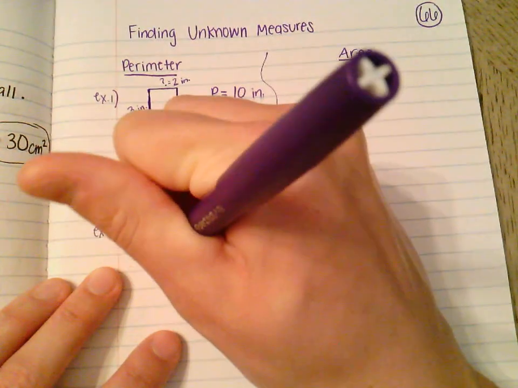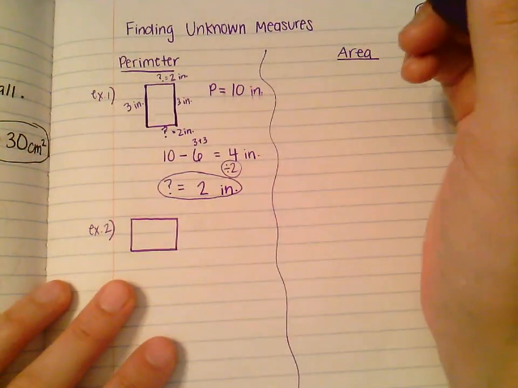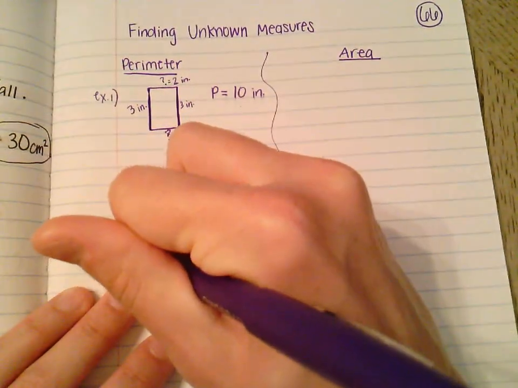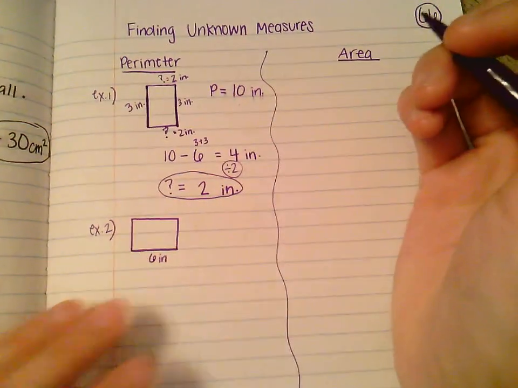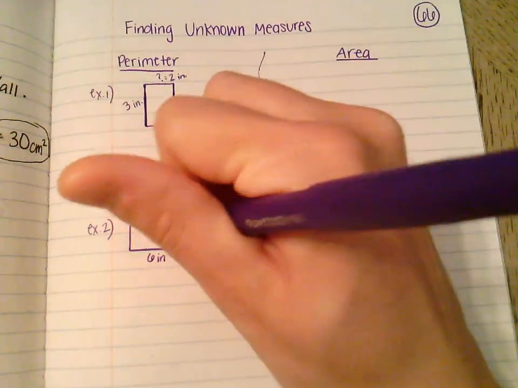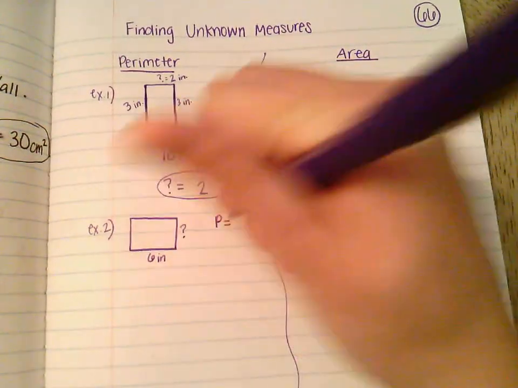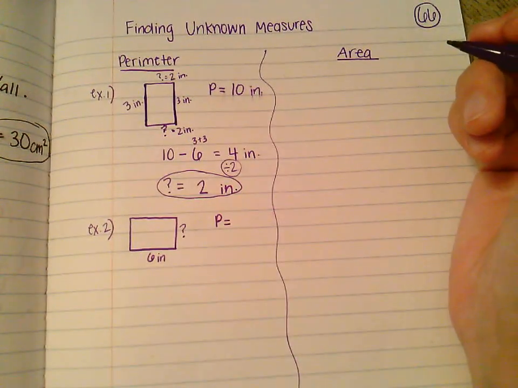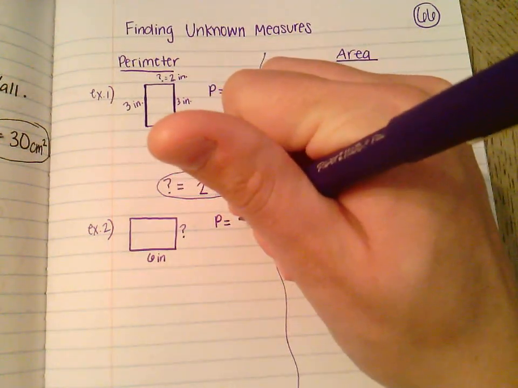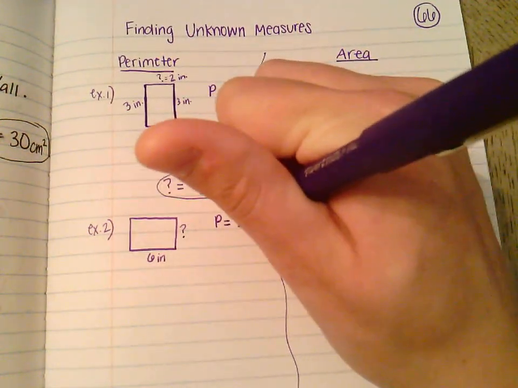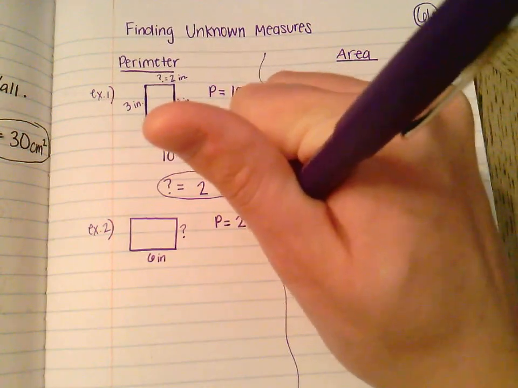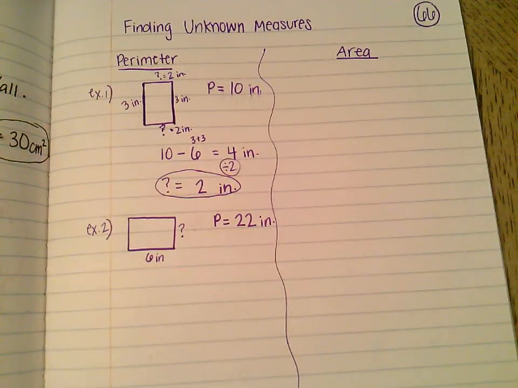Then we'll do a longer rectangle here. 6 inches there. And my question mark will be here. My total perimeter here is going to be 22 inches. Okay.